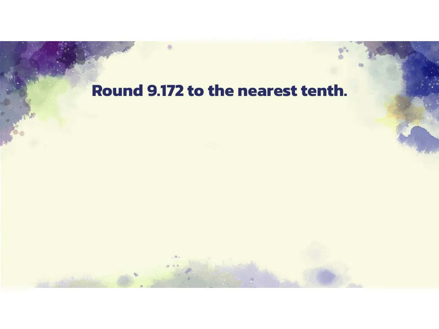This problem says round 9.172 to the nearest tenth. Even when I'm rounding to a different place, I can still use the same method. First, rewrite my number, 9.172. I'm going to find my place. I'm rounding to the nearest tenth. That's right behind the decimal. Find your place. Look next door to the right.